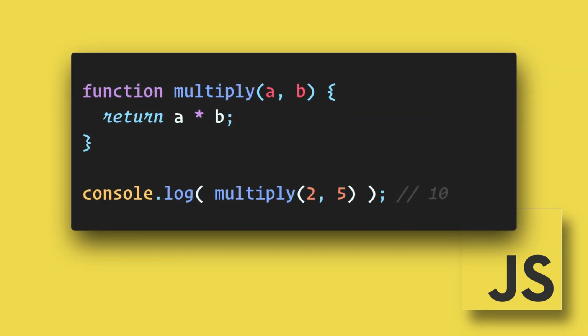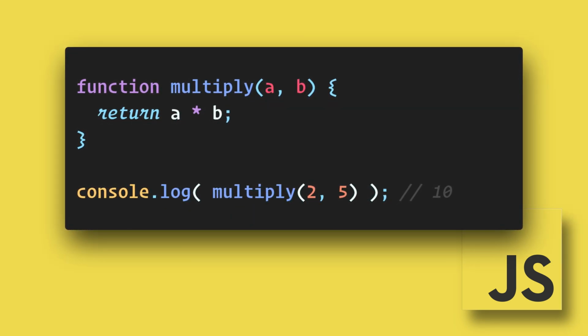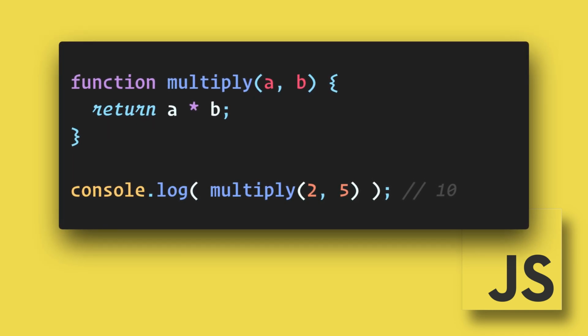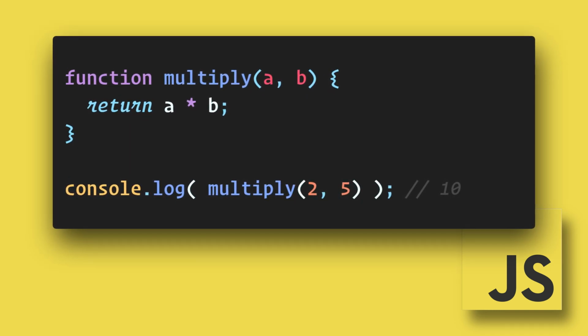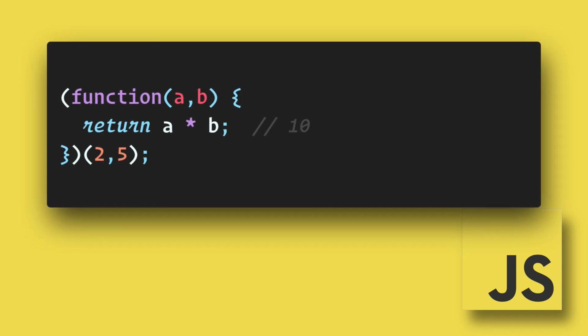Here's an example of a normal function. Here we declare a function and then later call the function and pass it values, and it returns the product of those values. And here's the same function as an IIFE.